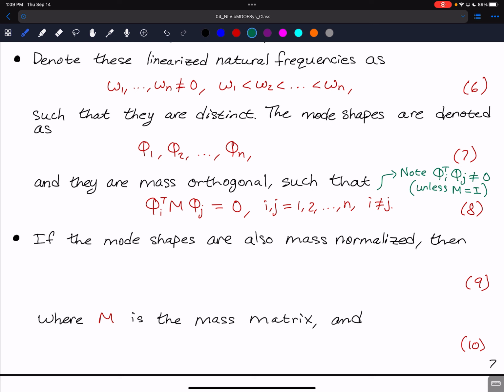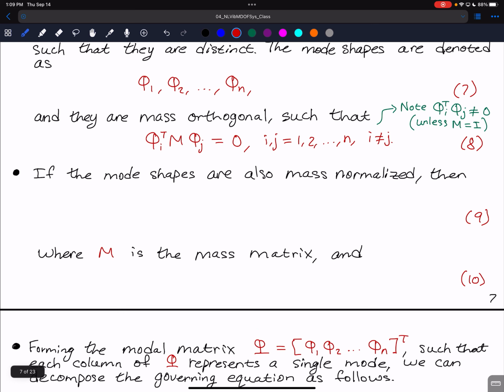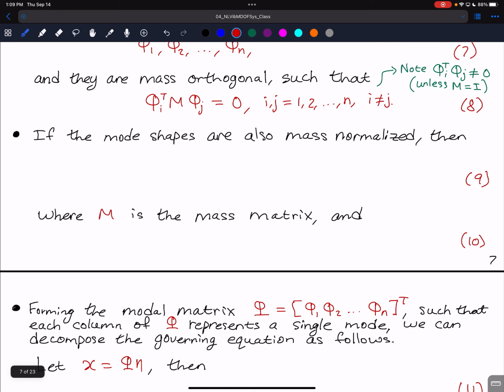Okay, so if they are also mass orthonormalized, or mass normalized, then we can write that phi i transpose M times phi j is equal to delta ij, where delta ij is equal to 1 when i is equal to j, and 0 when i is not equal to j, which tells us that this delta ij is an identity matrix.